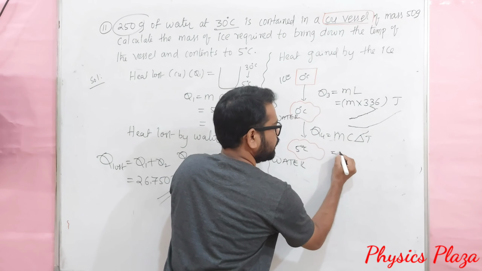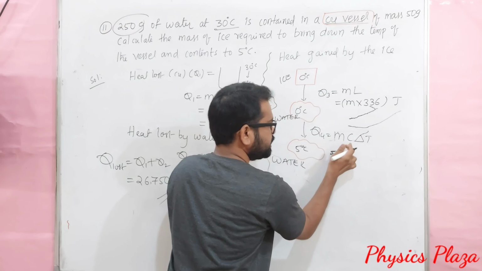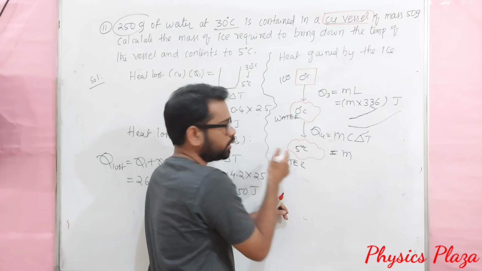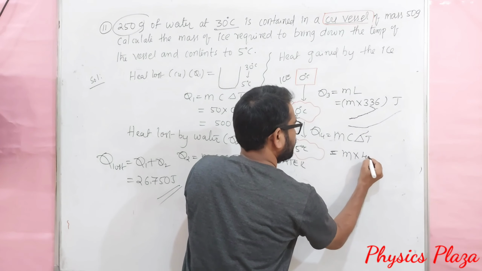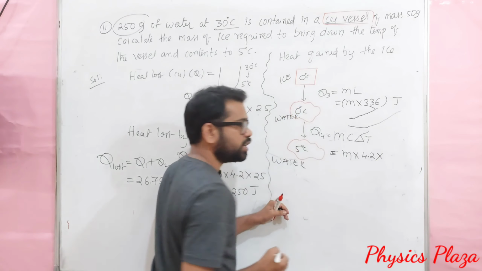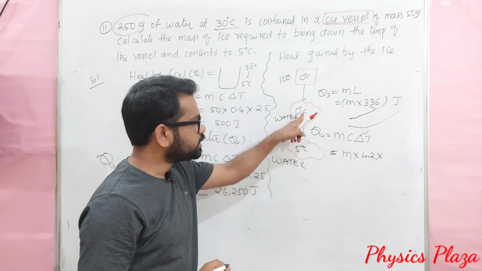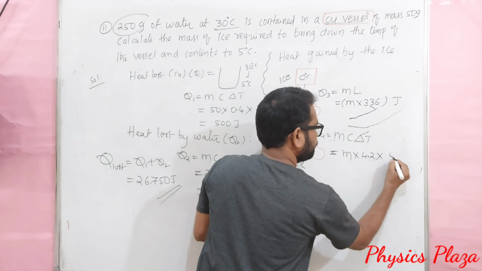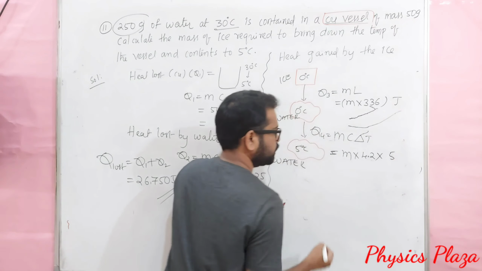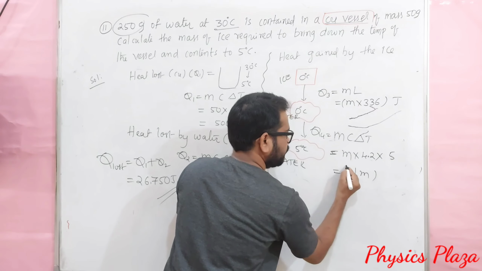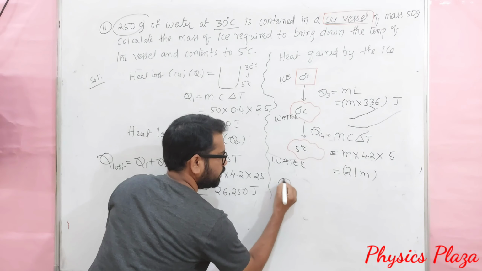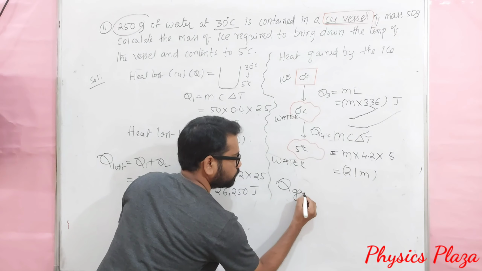And here it will be m into c, where c is the specific heat capacity of water. It will be 4.2 into the change in temperature, 5 minus 0, which is 5 only. So children, how much will we get? 5 twos are 10, 5 fours are 20. So we will get 21 m.